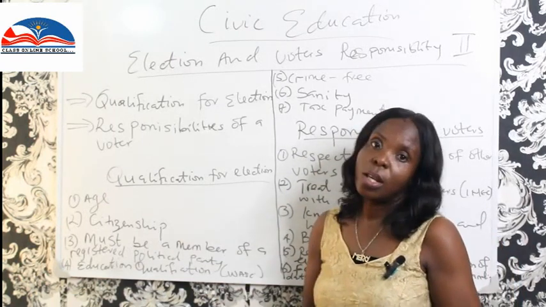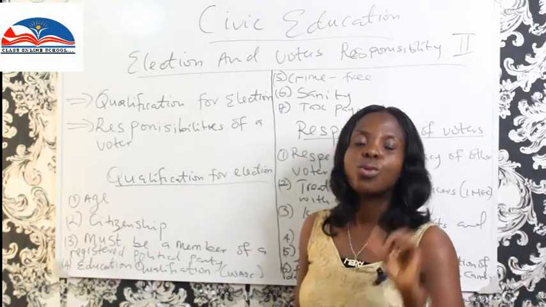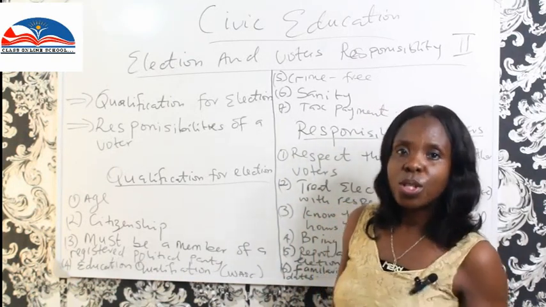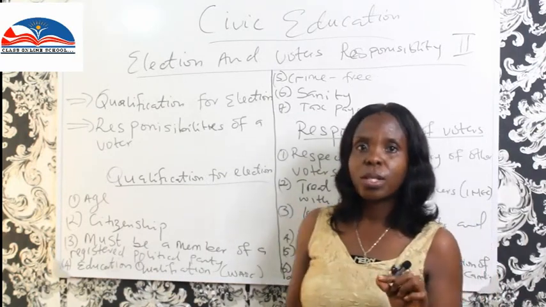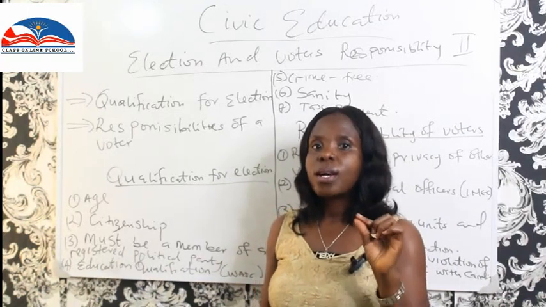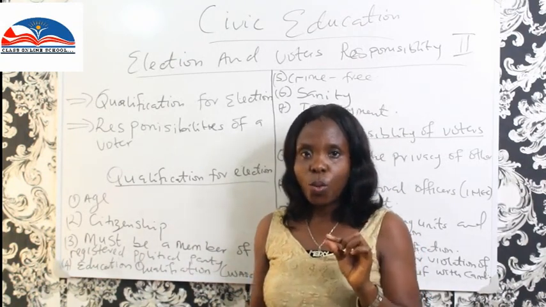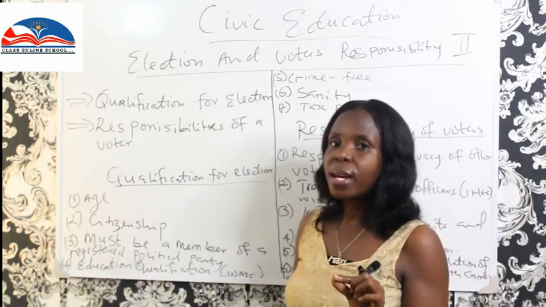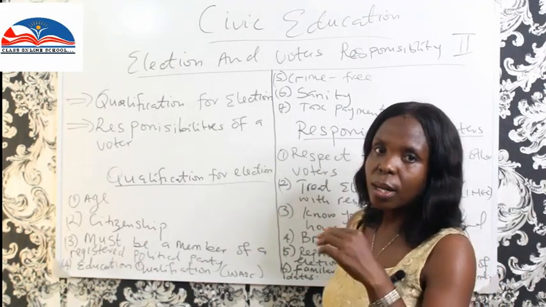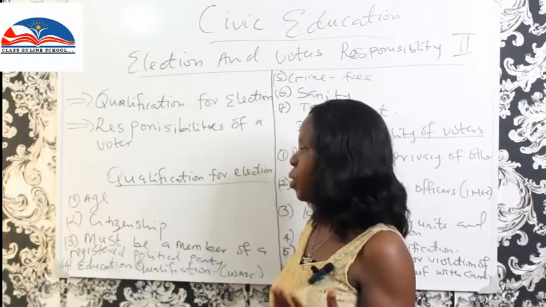One is age. If you are to vote as a Nigerian, you must be up to 18 years. And if you want to go for any political position to be elected into office, either as a president, as a senator, or as a governor, you will attain the age of 35. So one of the qualifications required for voters is 18, and for those who want to attain a position of authority, they have to be up to 35 years.